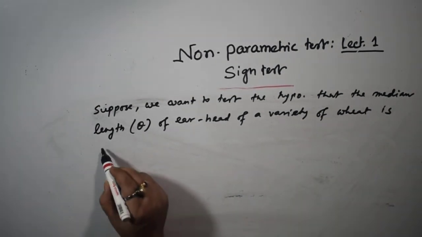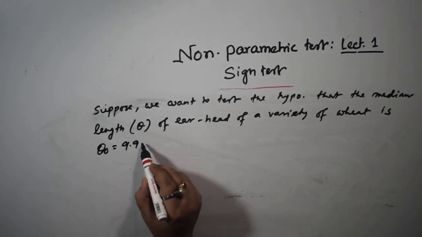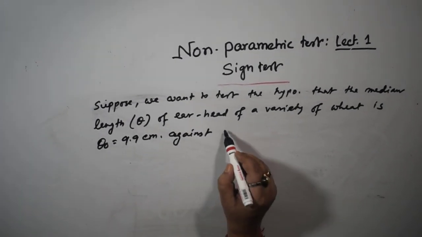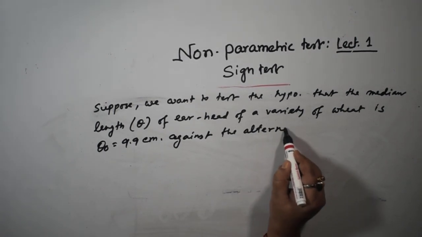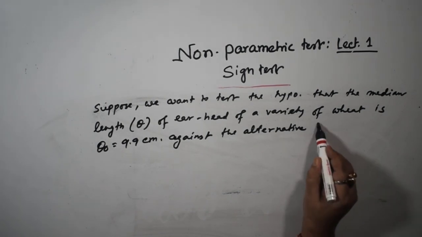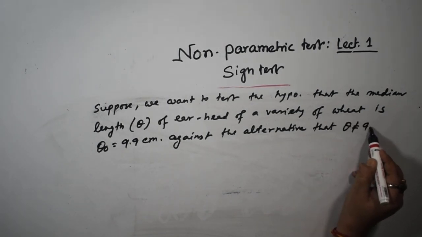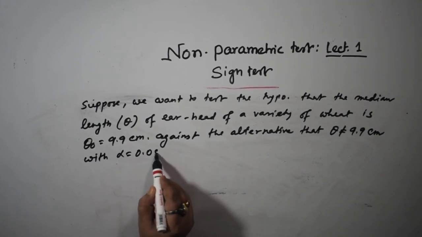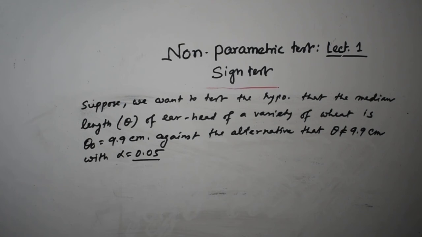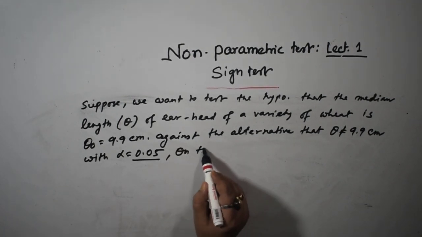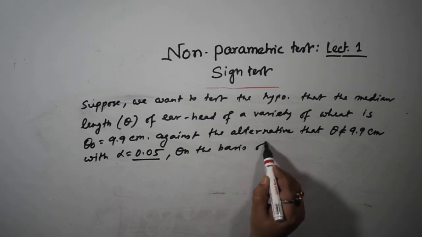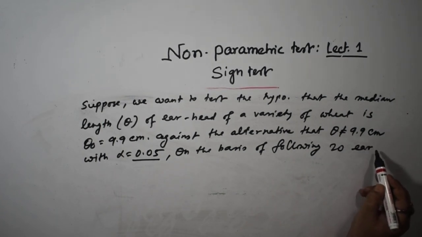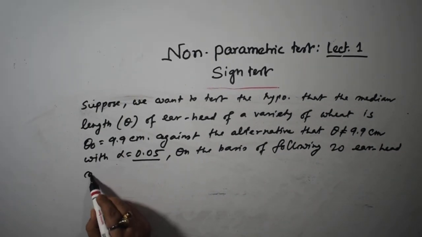is theta naught equal to 9.9 centimeter against the alternative that theta not equal to 9.9 centimeter, with alpha equal to 0.05, that is the level of significance, on the basis of the following 20 ear head measurements.